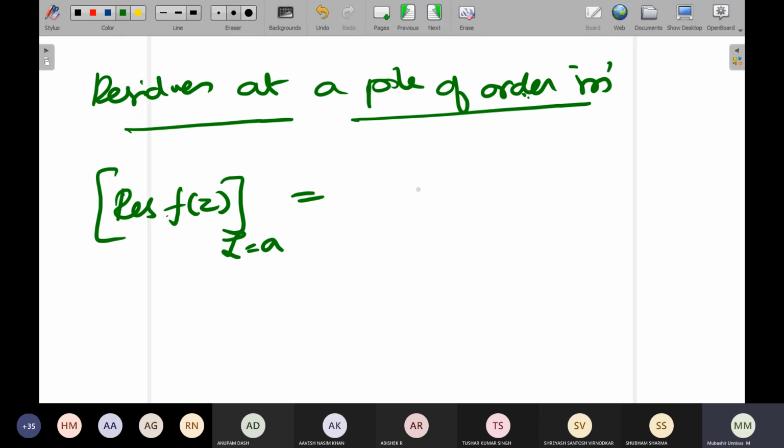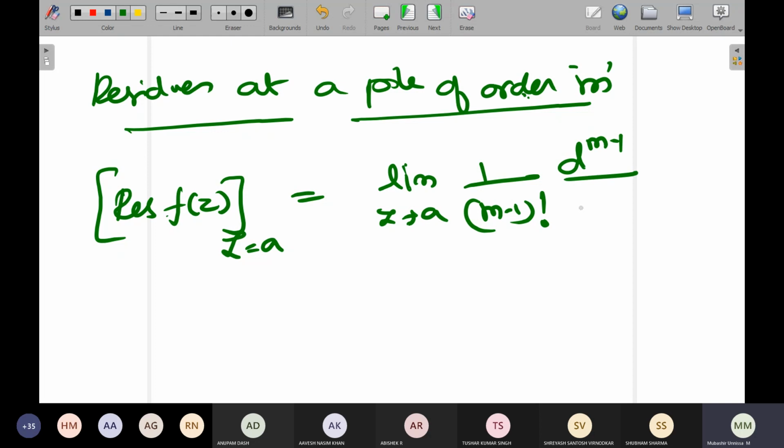So whenever you have a pole of order m, it is limit z tends to a, 1 by (m minus 1) factorial into d power m minus 1 by dz power m minus 1, of (z minus a) whole power m into f of z. This is the way you will calculate the residue.